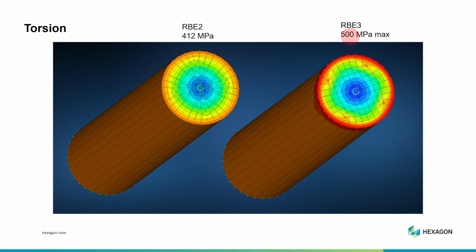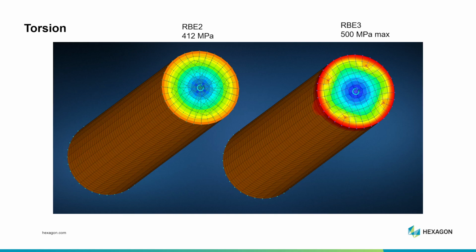Not only that, but the stress distribution for the RBE3 doesn't quite look right. For the RBE2, stress increases linearly from the center to the edge of the rod, and stress is uniform along the outer surface of the rod. This is exactly what we would predict from theory.